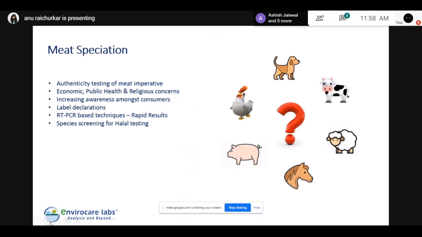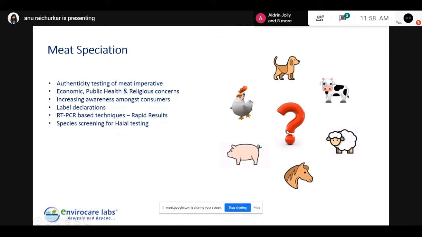Now, the next concept is called meat speciation. Authenticity testing is extremely important. Like I gave you an example, many a time it so happens that for economic reasons, the food can be adulterated with different kinds of meat. Typically, these kinds of alterations are done with chicken, dog, cow meat, like bovine meat, then sheep, horse or pig.